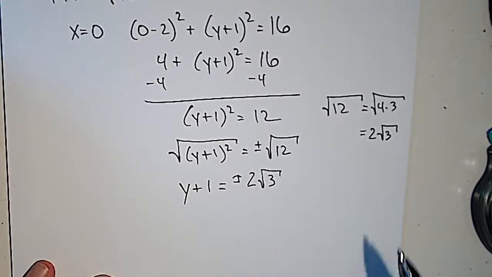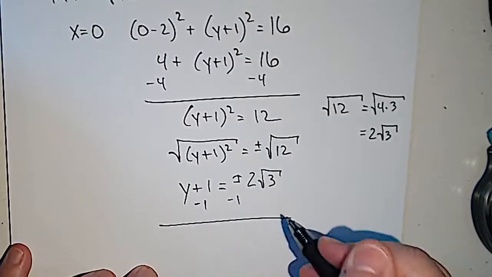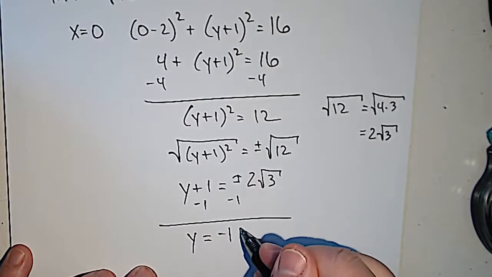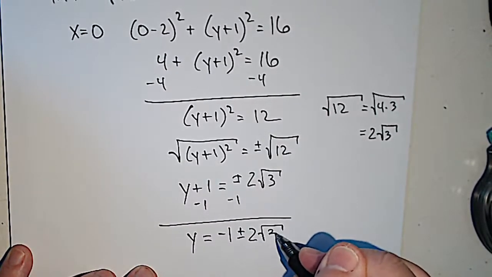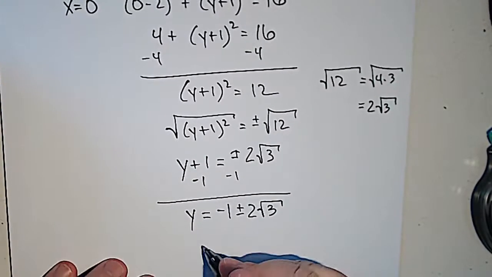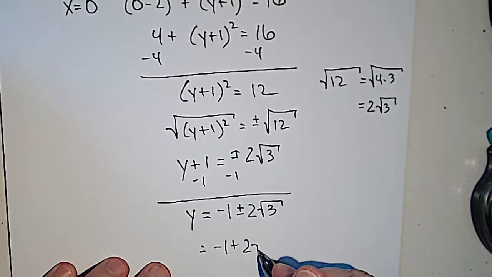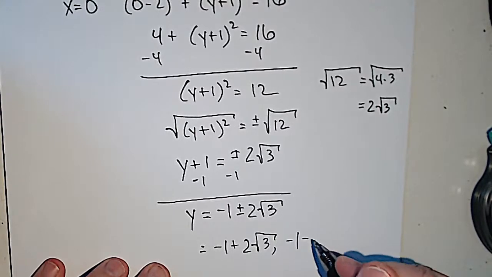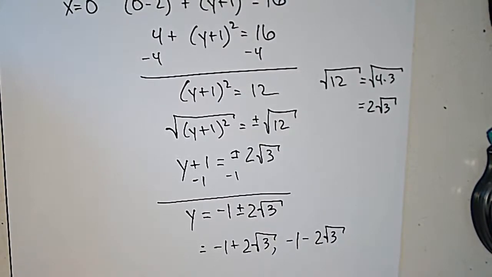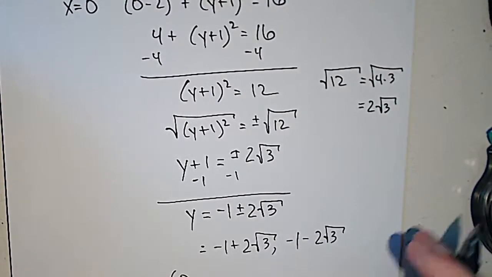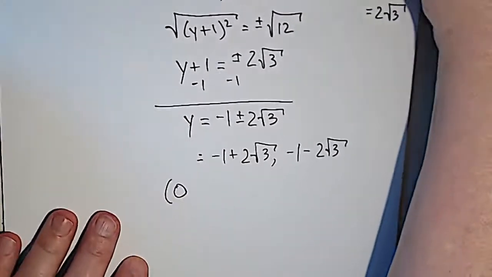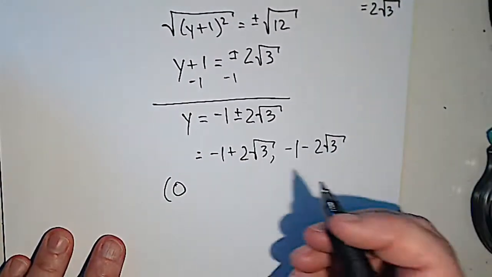And then subtract 1, subtract 1. Yeah, I like this much better than the other way I was doing it. Oh my gosh, so much better. So I've got -1 plus 2 radical 3 and -1 minus 2 radical 3. And these are the y values. So they correspond. I'm sleepy, so I suddenly have a vocal fry.